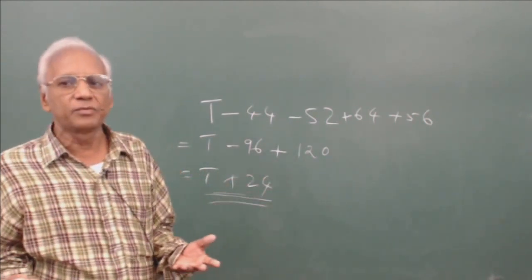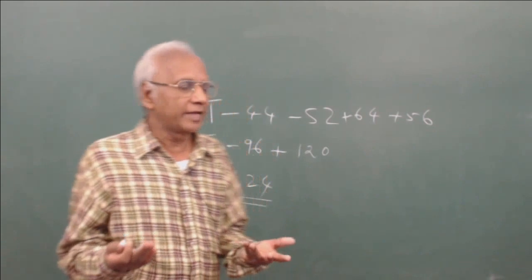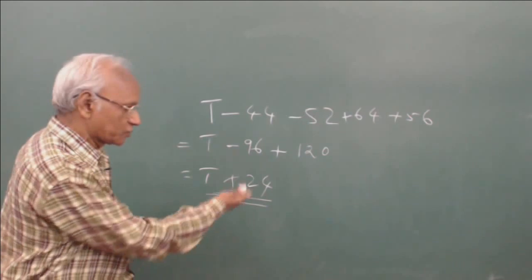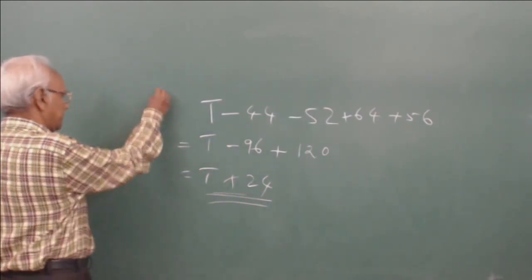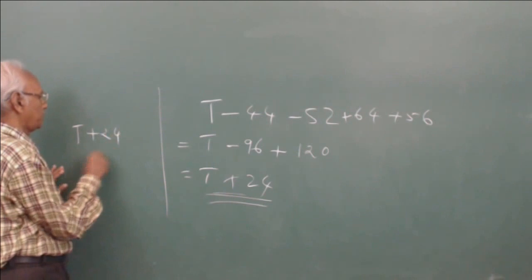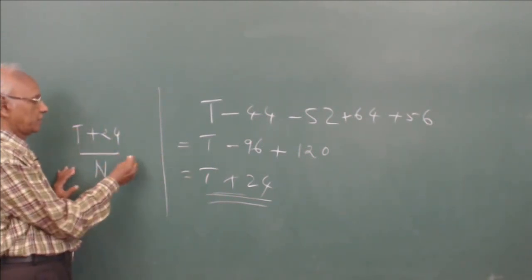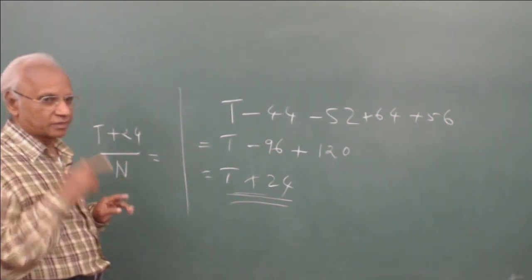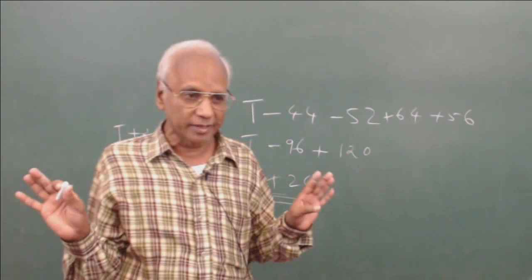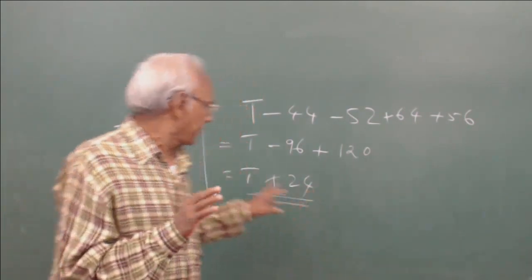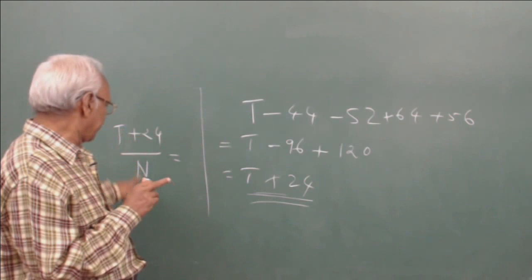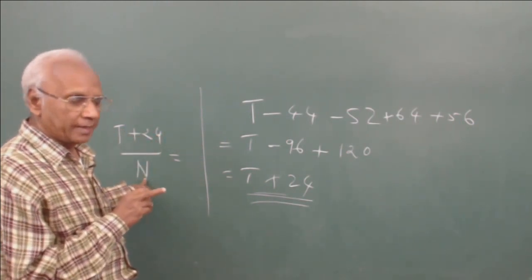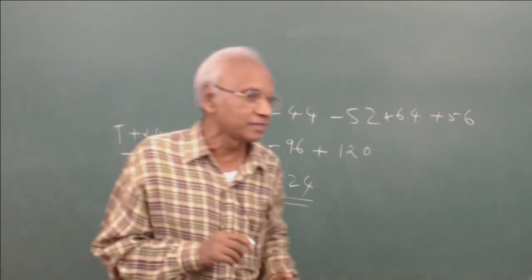If the total weight has increased from T to T plus 24, the average will be nothing but total weight divided by the number of students. Suppose we call the number of students n. Then T plus 24 divided by n will be the new average. The old average was T by n. Whatever was the original average T by n, 24 by n is the added part of it.